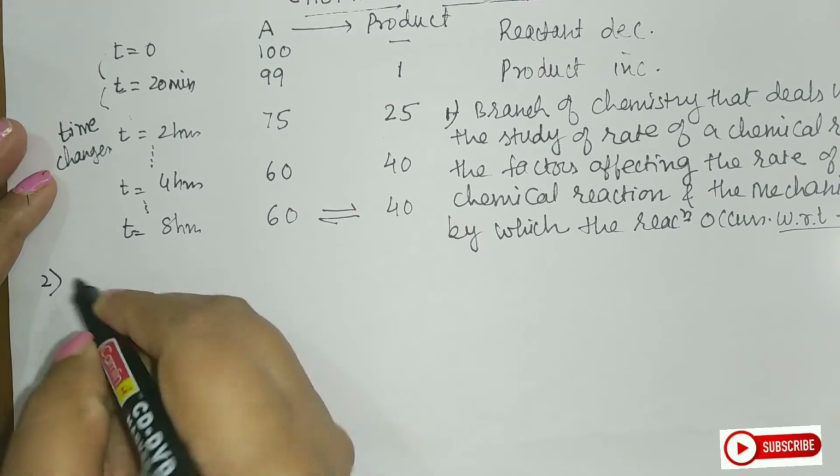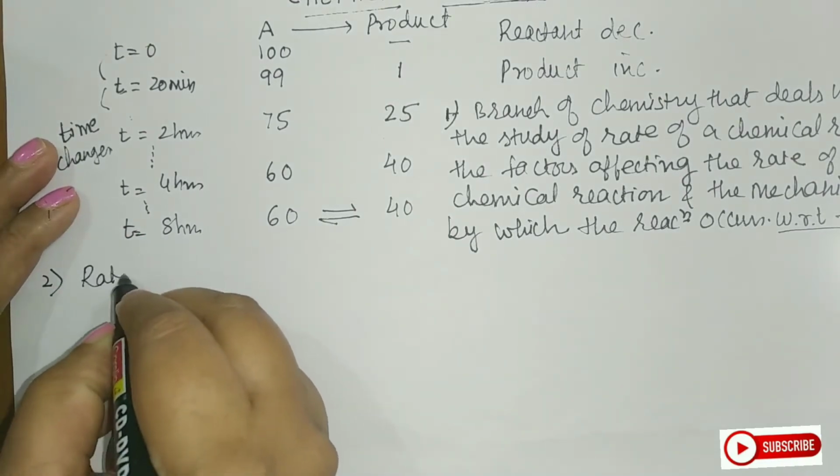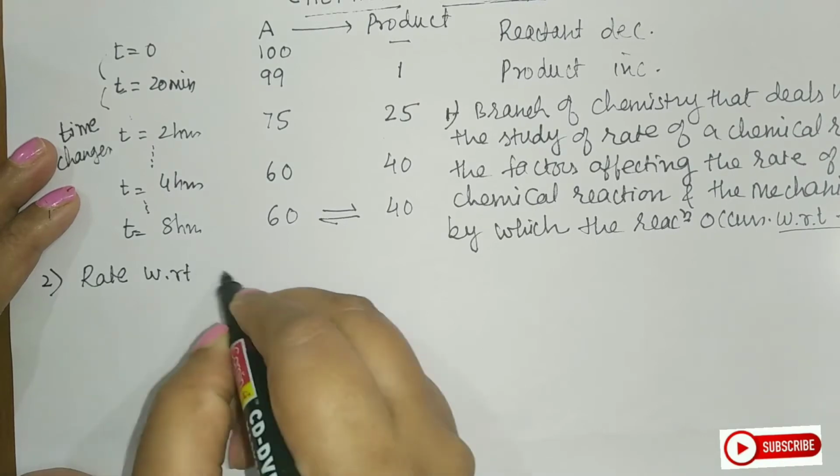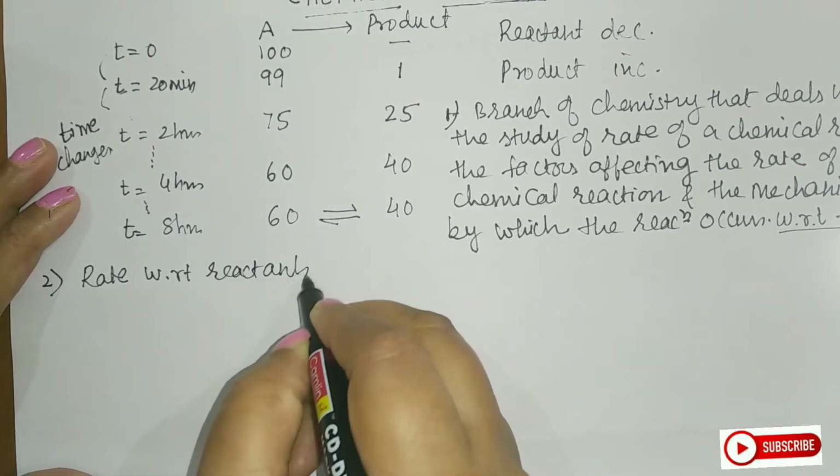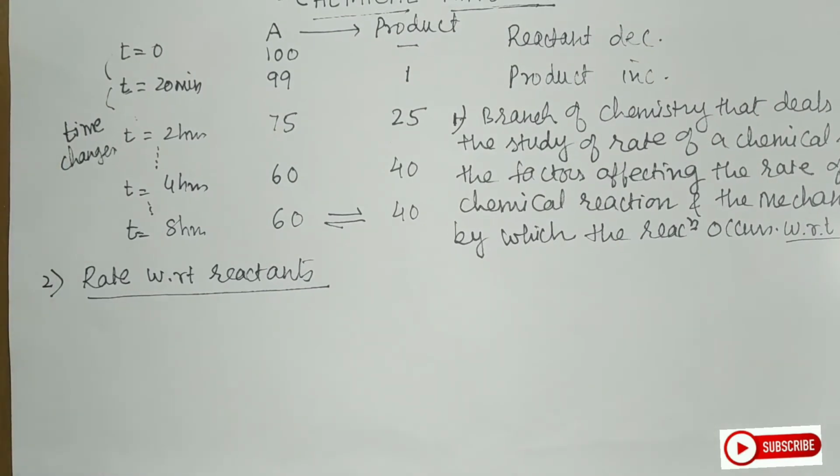Let us see the second definition, and that is rate. Rate with respect to reactants. The rate of a chemical reaction means the speed with which the reaction takes place. It's just like your linear speed, which we express as distance covered upon time taken to cover the distance. The same is for the reaction: how much reaction has completed and how much time is taken for that. Therefore we create definitions based on reactants, based on products, and for the reaction in general.